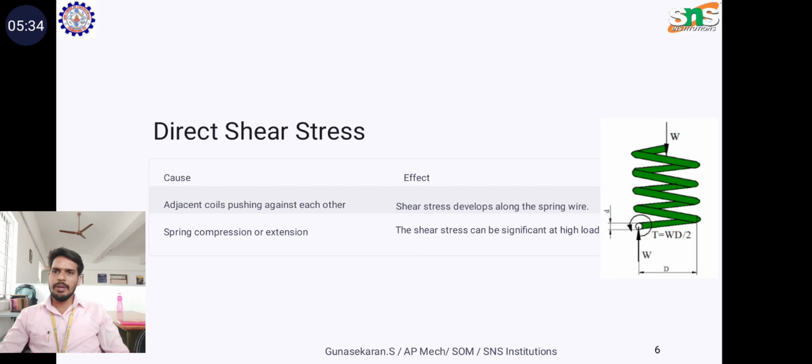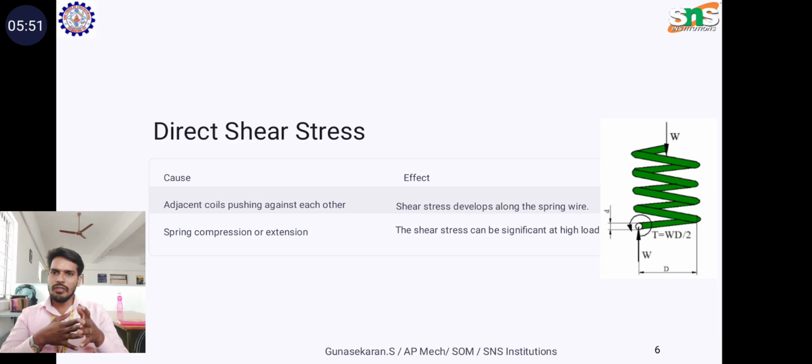Finally, here we are seeing direct shear stresses. This refers to the stress experienced by the material of the spring due to the applied load or force that causes shear deformation within the cross section of the spring coil.